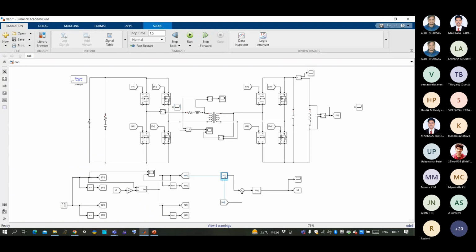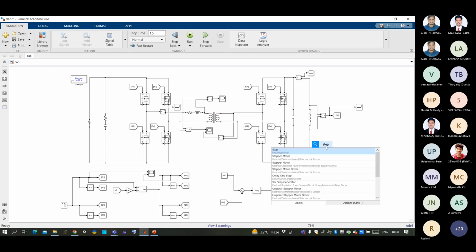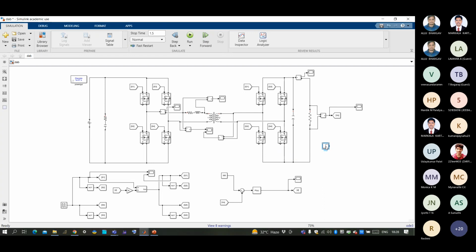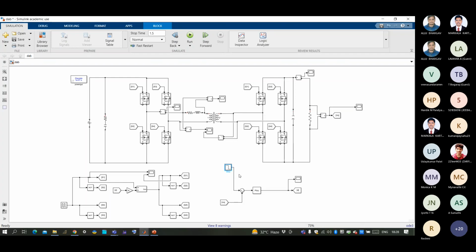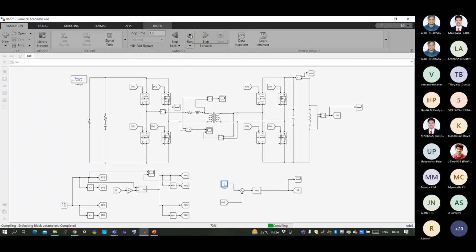Okay, let me show you whether my PI control is working perfectly or not. So I will take a step response. Instead of constant, I'm giving a step response. I'm giving initial value 360 and final value 320. And I'm making it run.